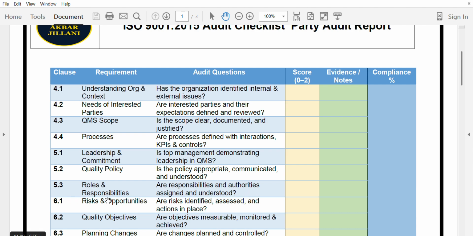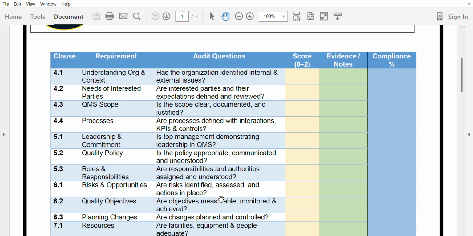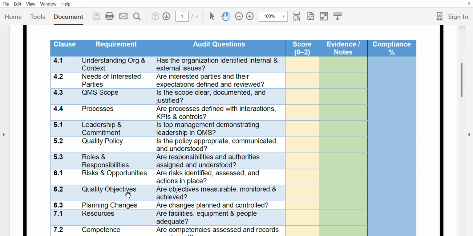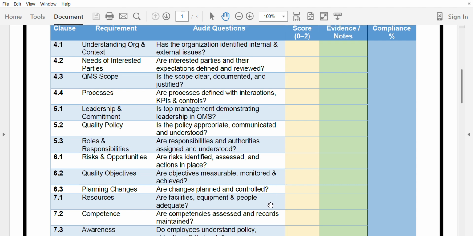6.1 Risks and opportunities. Are risks identified, assessed, and actions in place? Quality objectives. The organization has defined the objectives and developed them for the current year. Planning of changes. Are changes planned and controlled? Resources. Are facilities, equipment and people adequate? They have the proper equipment and trained people.